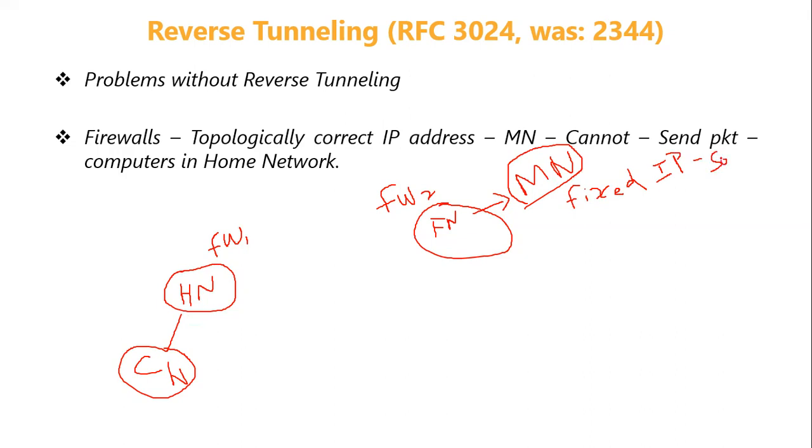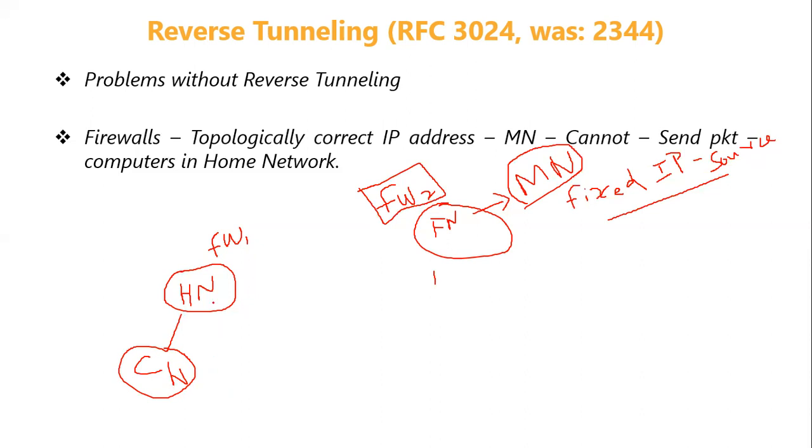Suppose it sends a packet like that, then what happens? First of all, this firewall will not allow that. The reason is that it is not a topologically correct IP address, because the packet says that it is originating from the foreign network. The foreign network may be using some other subnet, but this mobile node is using its fixed IP address, which may follow some other subnet.